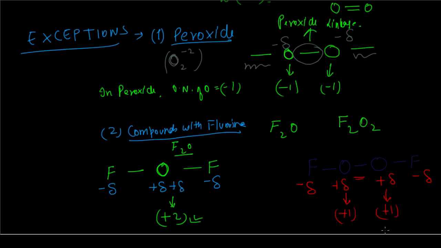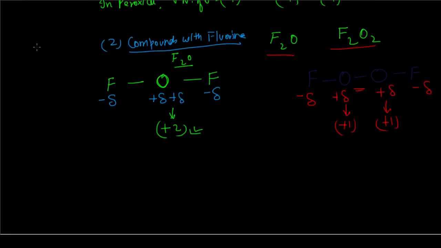Clear? So only in F2O and F2O2, where fluorine and oxygen are present together, oxygen will exhibit partial positive character. In no other case will it exhibit partial positive character. Clear? Partial positive charge or positive oxidation number.